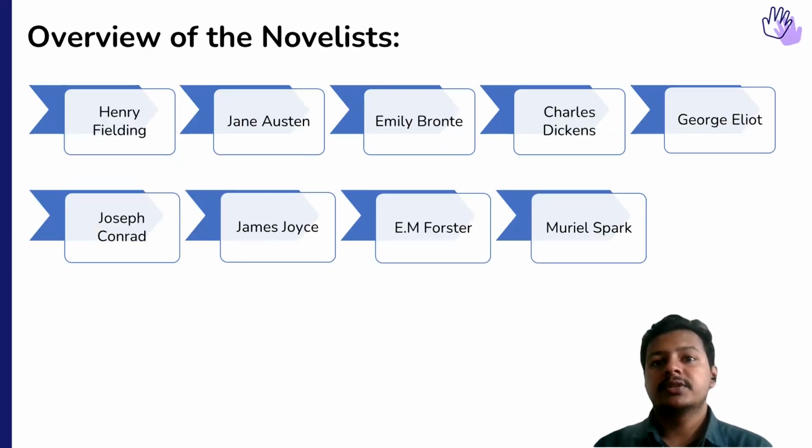The novelists, of course, again, very famous personages within literature: Henry Fielding, Jane Austen, Emily Bronte, Charles Dickens, George Eliot, Joseph Conrad, James Joyce, E.M. Forster, and Muriel Spark. So the course has been laid out to you in a way that you're learning the canonical texts. I mean, not in terms of starting from the Greek and Latin, but within the terms of British and English social spheres.